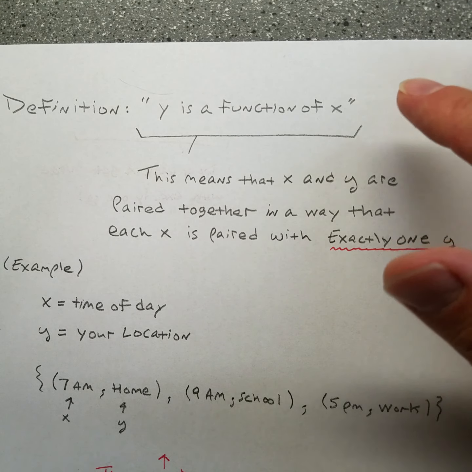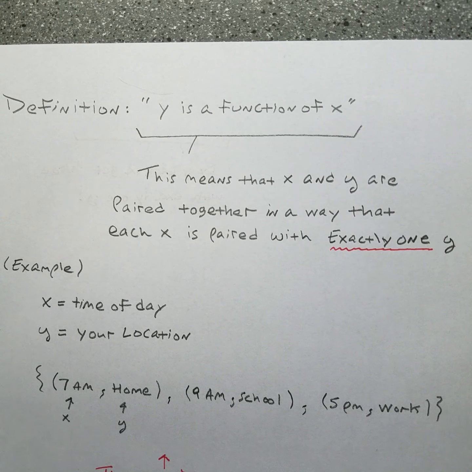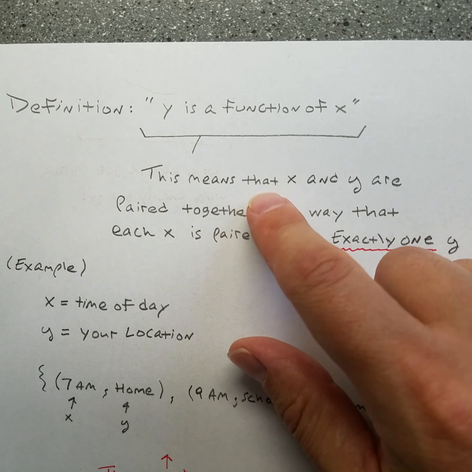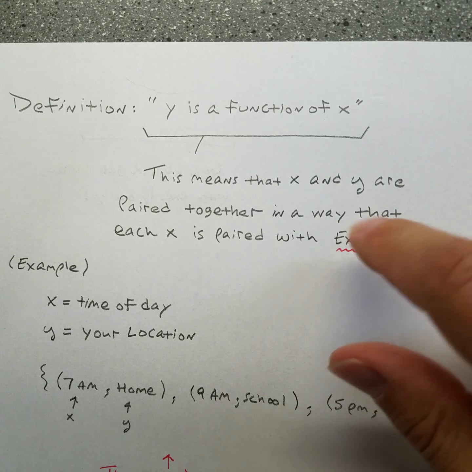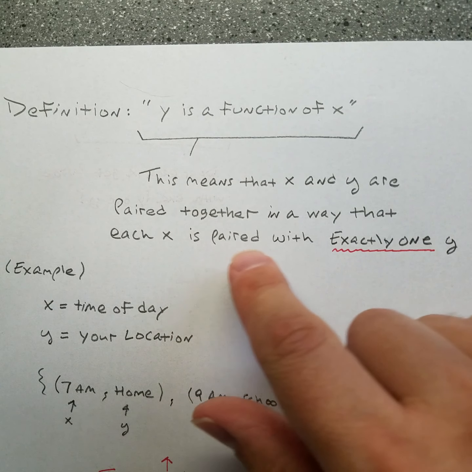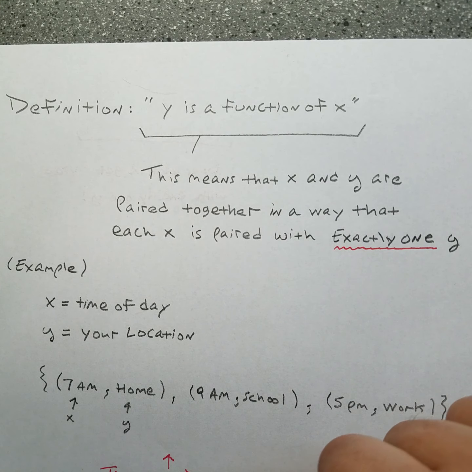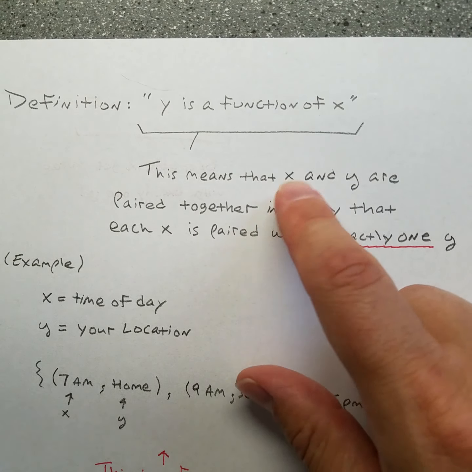And so that's got to mean something, and if you're going to take the class, you've got to know what it means. And here's what it means. It means that x and y are paired together in a way that each x is paired with exactly one y. Okay, now let's talk about that a little bit. What do we mean if we pair them together?